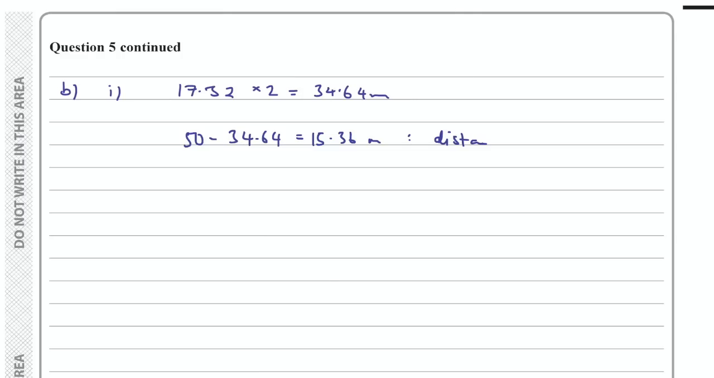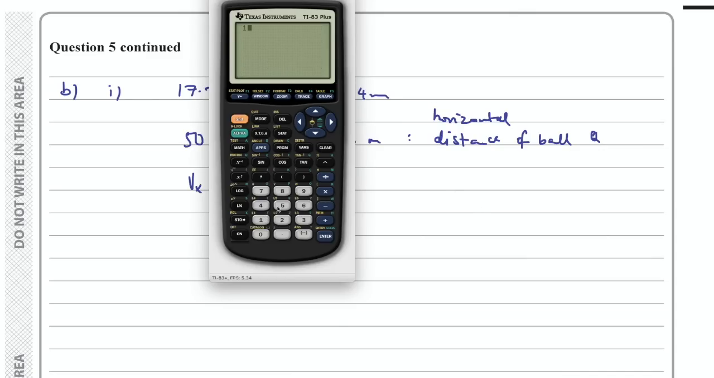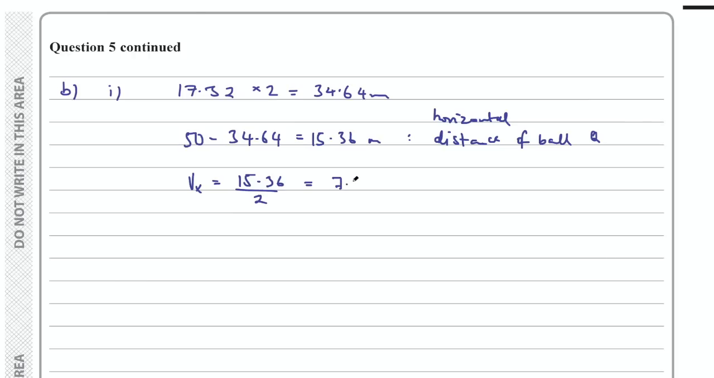So this is the horizontal distance covered of ball Q, and so its horizontal speed is going to be the distance it's traveled divided by the time, 2. So 15.36 divided by 2, that's going to be 7.68 meters per second.